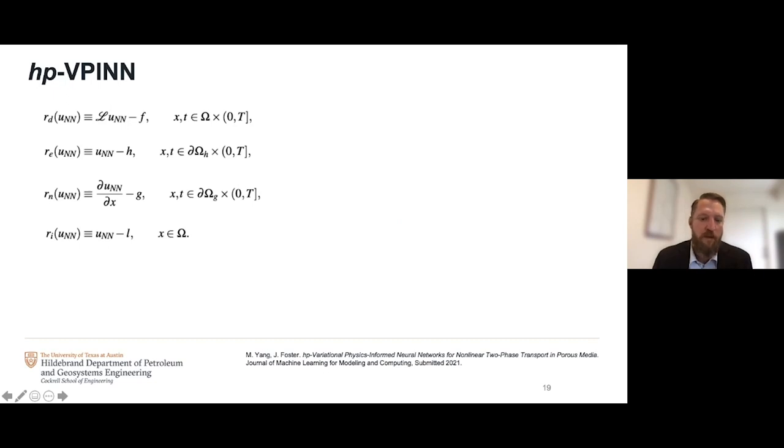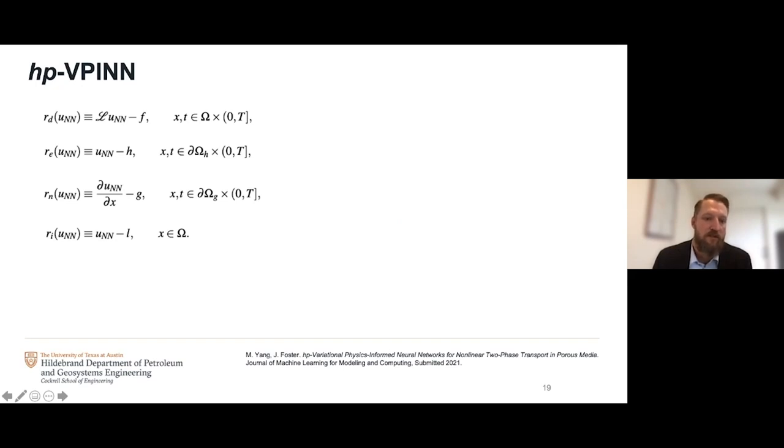So we decided to look at this from a different perspective, the so-called HP variational PINs. I'll try to explain where the HP comes from and other things as we go. But the idea is similar. We basically have these residual functions, where this is a differential operator on the neural network, and you have Neumann boundary conditions, Dirichlet boundary conditions, and initial conditions, and all of those will go into the loss function.